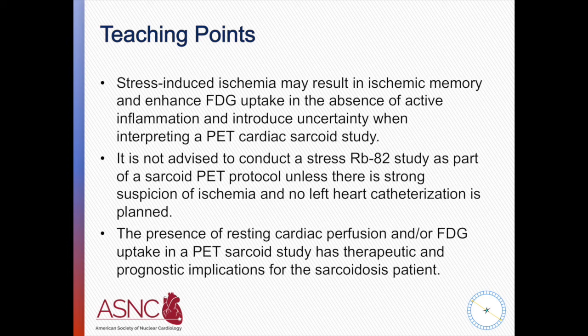It talks about stress-induced ischemia that might result in ischemic memory and enhanced FDG. That's exactly what the case illustrates. I think that FDG uptake is not pathognomonic to sarcoid, and there are other situations in which you can have increased FDG uptake. You need to be cognizant of those. If you're doing a concomitant perfusion study and a sarcoid study, you need to be aware that the presence of ischemia can trigger the ischemic memory phenomenon with the increase in FDG uptake, and that can confuse the interpretation of a sarcoid study.